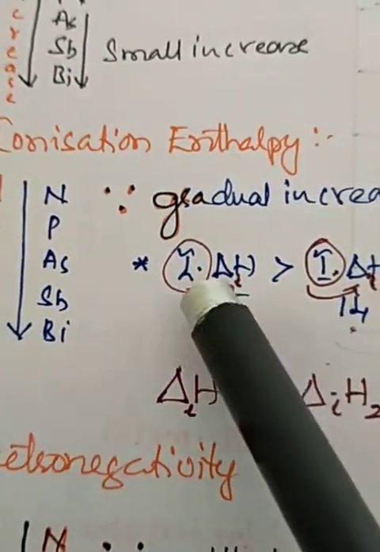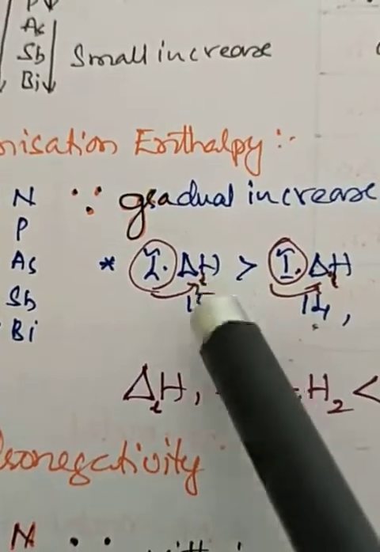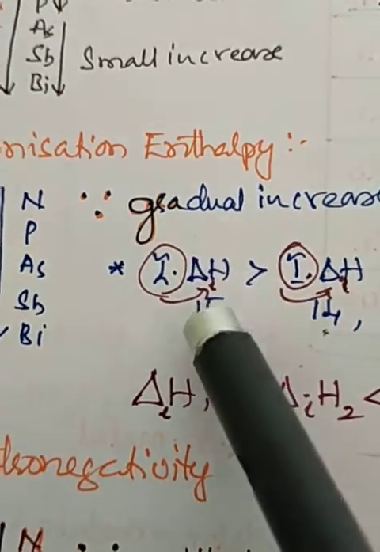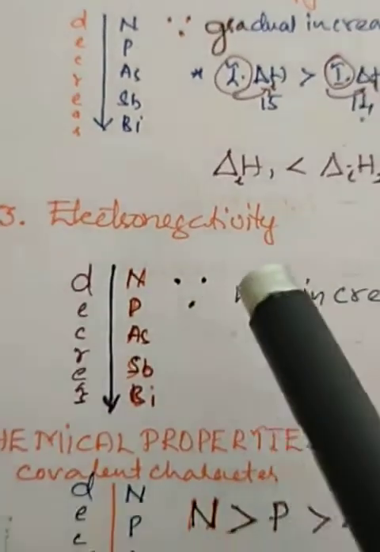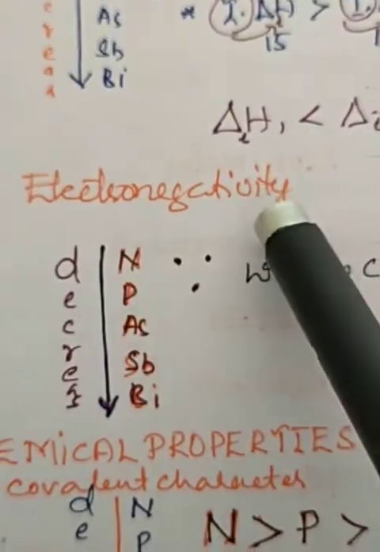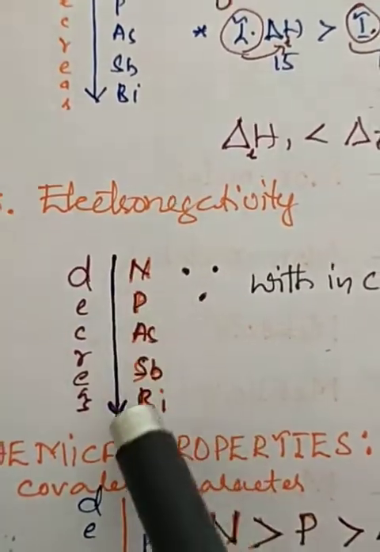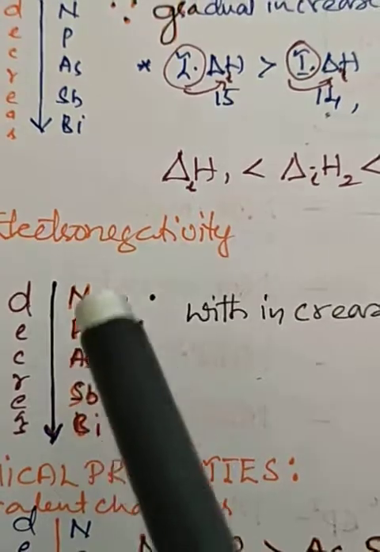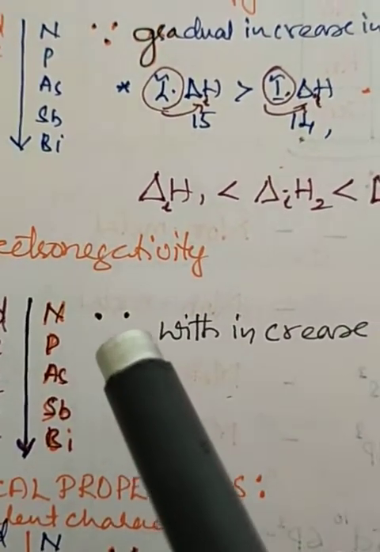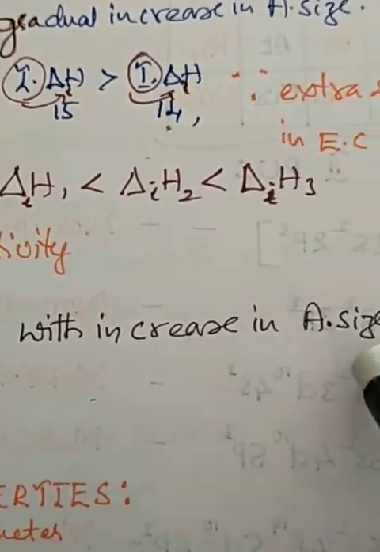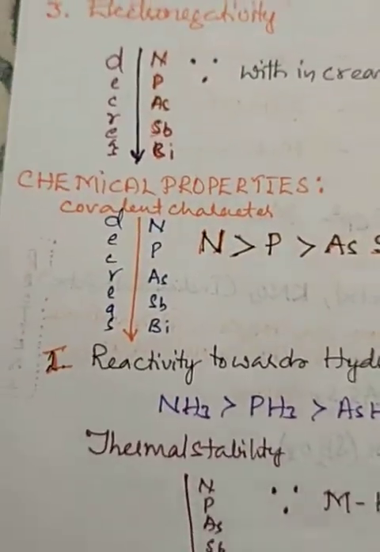So when you compare 15th group and 14th group ionization enthalpy, 15th group elements have more ionization enthalpy than 14th group elements. Then come to electronegativity. As we go further down the group, electronegativity decreases. To combine all these properties, with increase in atomic size, electronegativity decreases. Then we come to the chemical properties.